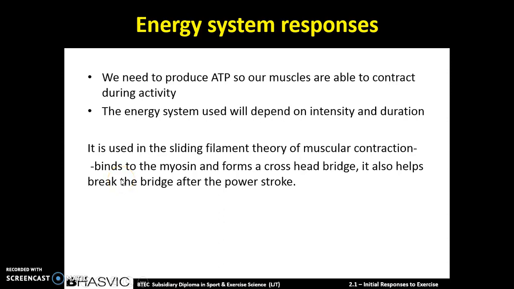Our energy system responds in different ways to exercise. We need to produce ATP so our muscles are able to contract. In each energy system, there will always be a dominant one.